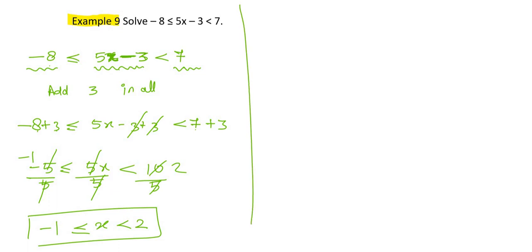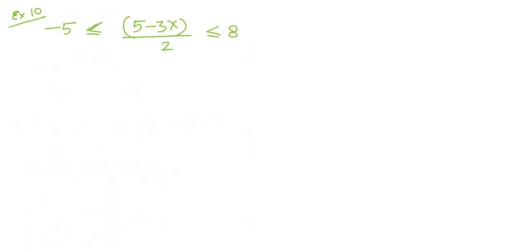Let's do the next question. So here, example number 10 from miscellaneous. Okay. So this is two inequalities which we are supposed to solve. To solve it, we need to focus on x. The rest of it we want to get rid of, right? 2 we don't want, 5 we don't want, minus 3 we don't want. We just want x. So one by one we will get rid of everything.